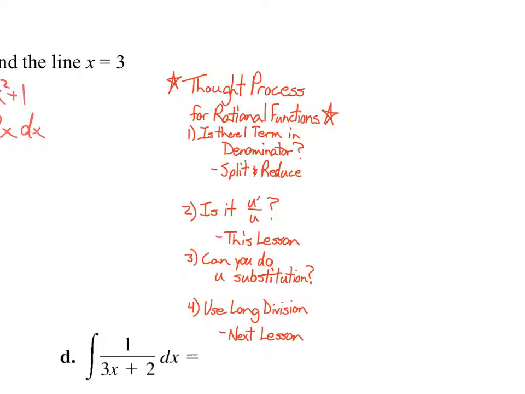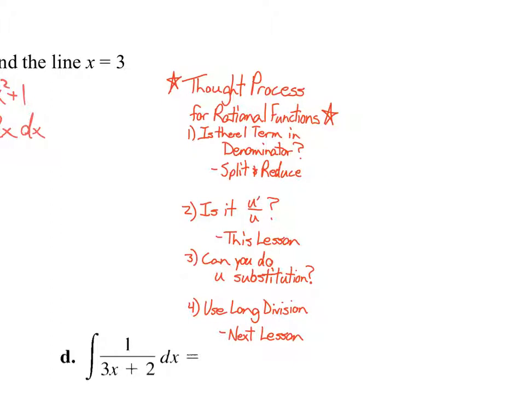So when you see a fraction in your integral, there's a couple of things you can do. First of all, make your life simpler. If there's only one term in the denominator, you can rewrite that as separate fractions and reduce each one. That's particularly when you're dealing with polynomial expressions on the top and just something x on the bottom. You separate that up, and then you can do each integral separately. The second part is think about, is this u prime over u?